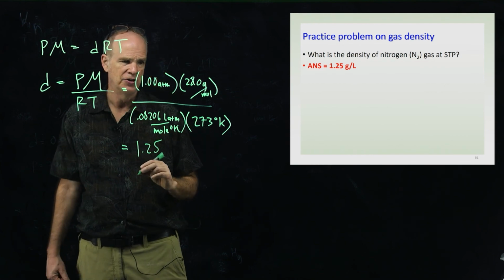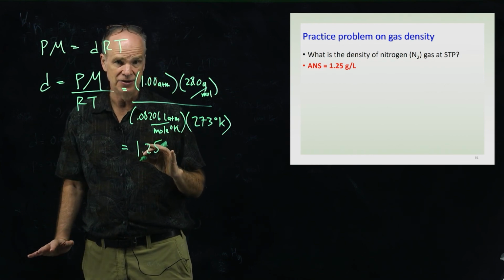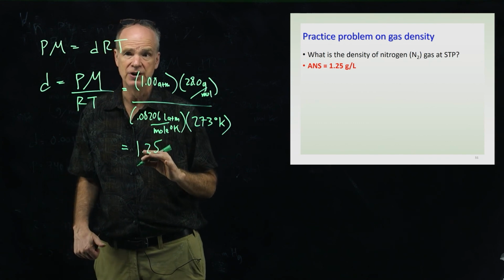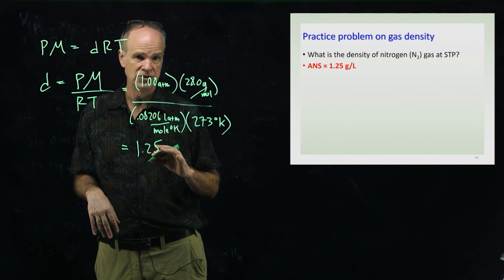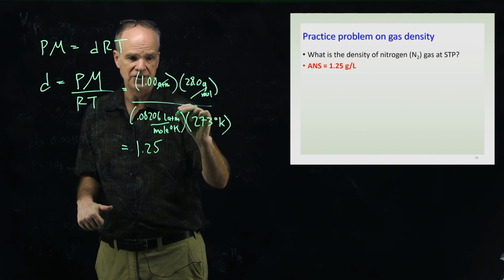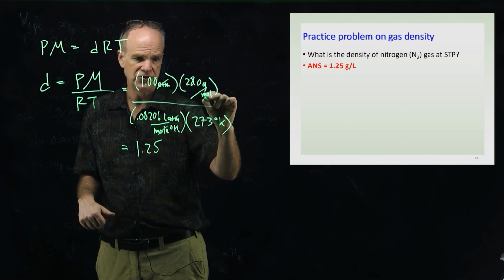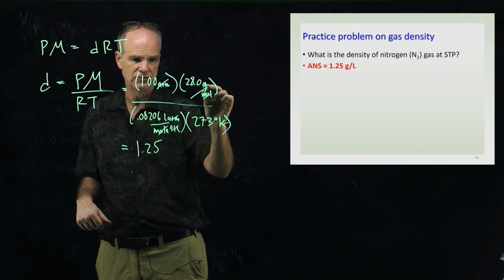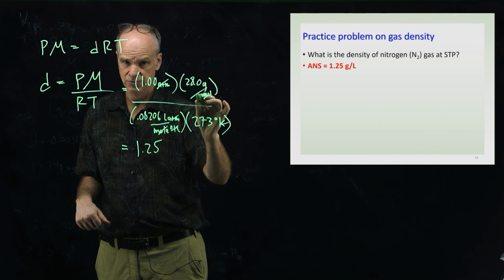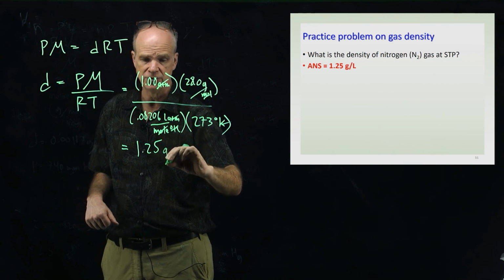1.25. And if we wanted to, it's not a bad idea to see if the units cancel in such a way that leaves us an answer in the units that we want, which is grams per liter. So atmospheres cancels here, moles cancels here, temperature cancels here. So it looks like we're good so far. So we have grams left in the numerator, liters in the denominator, so it's in grams per liter.